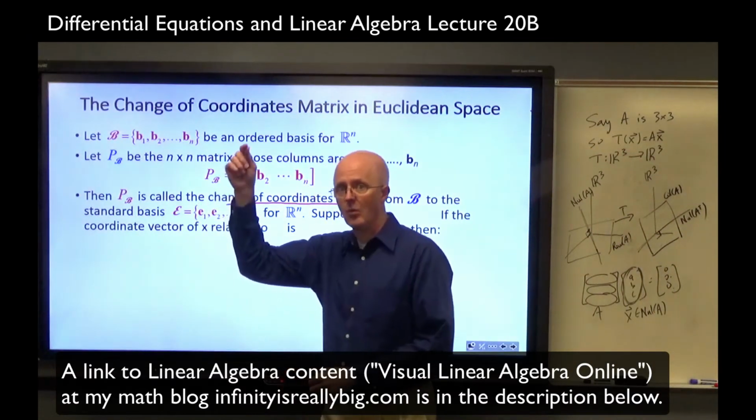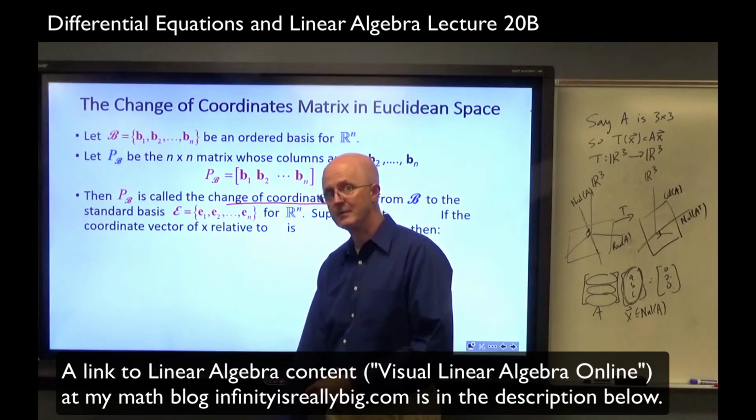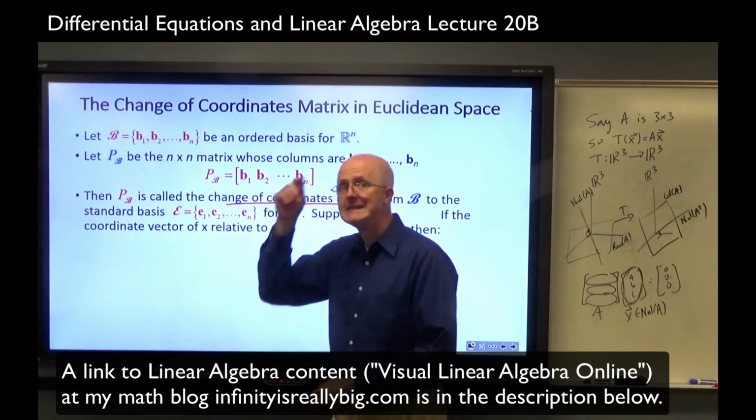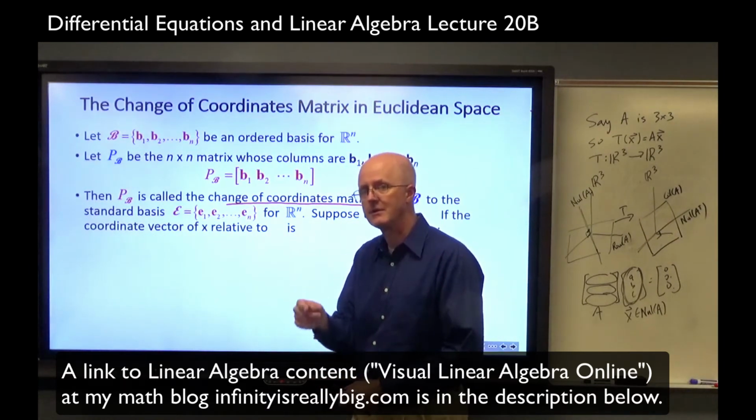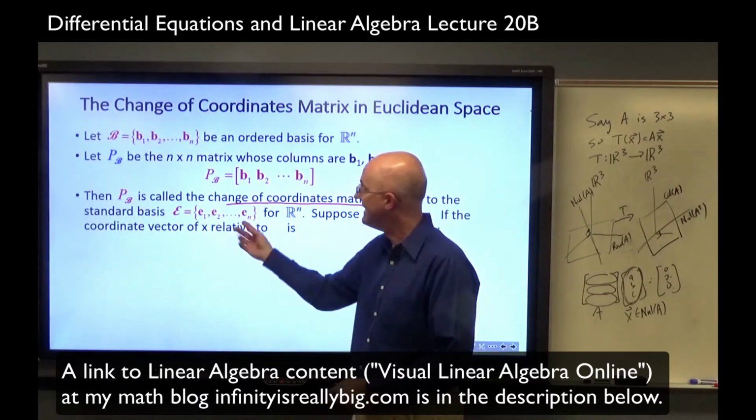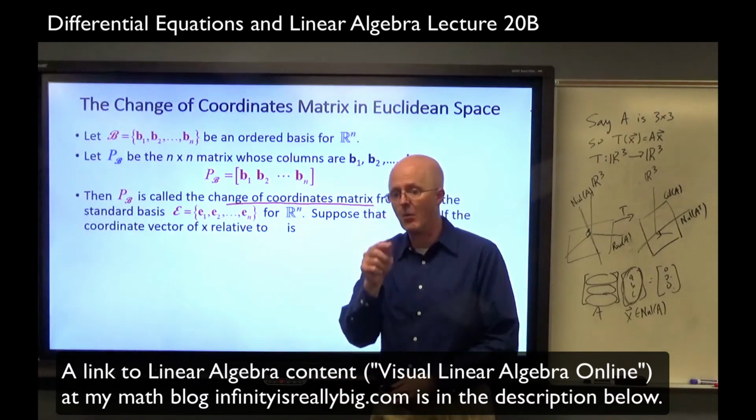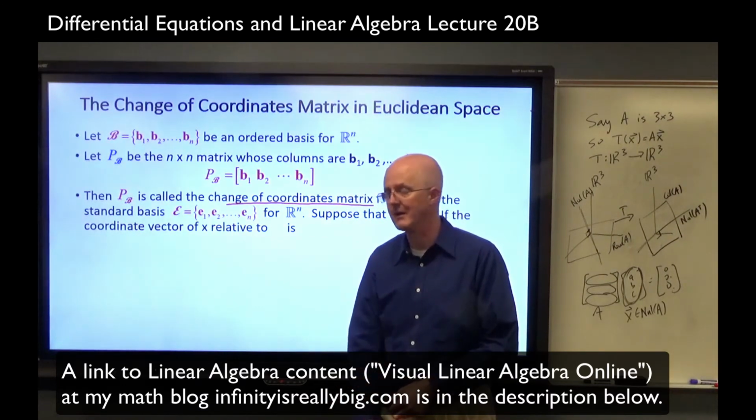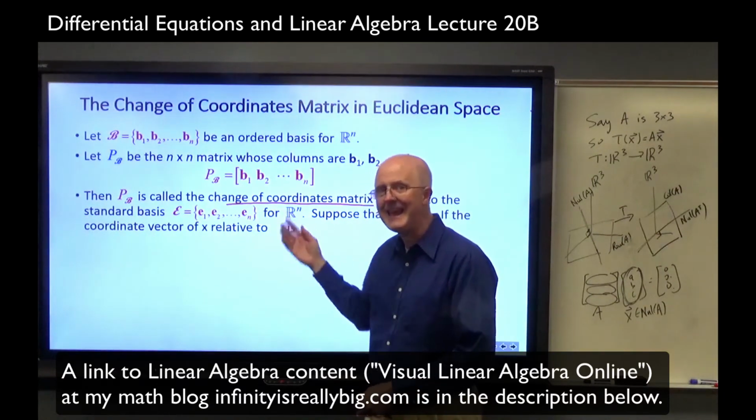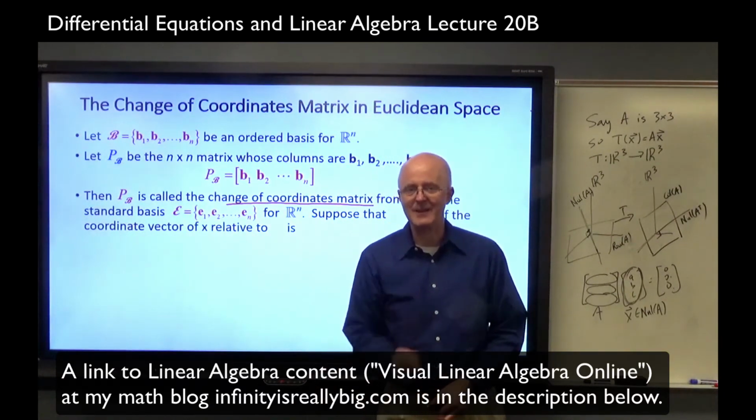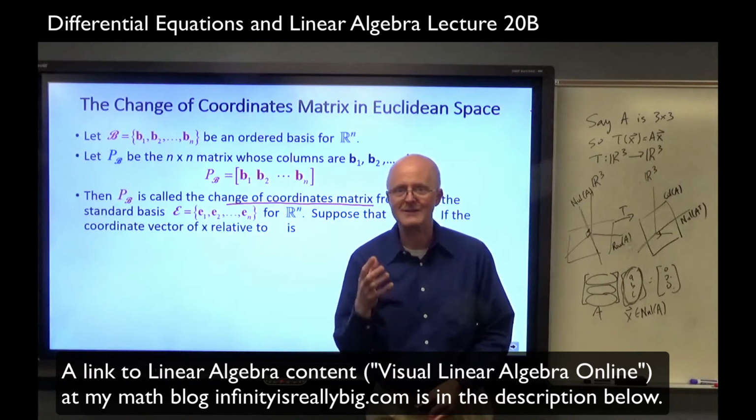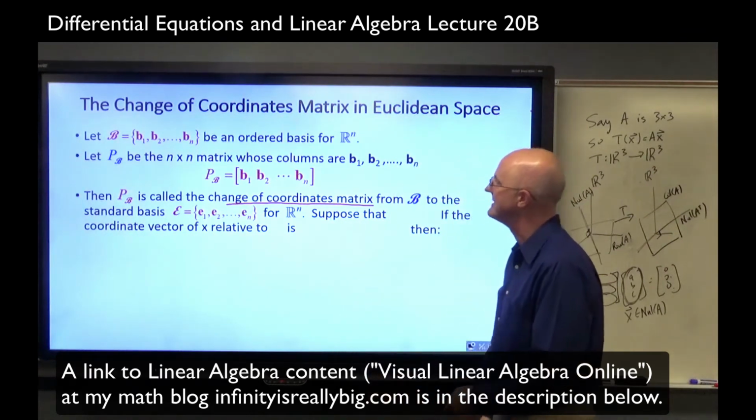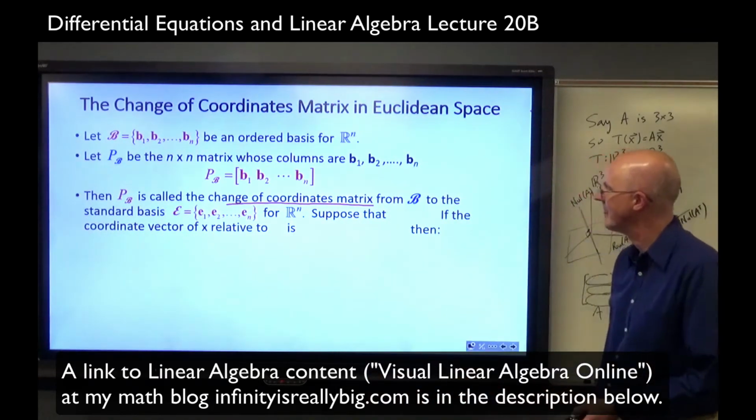E1 is 1, 0, 0, 0, 0, etc., through 0. E2 is 0, 1, 0, 0, 0, etc. E3 is 0, 0, 1, 0, 0, 0, etc. En is all zeros and then a 1. Those are our standard coordinate vectors, the standard basis for Rn.